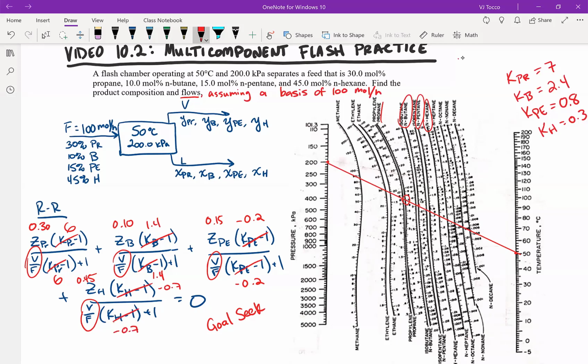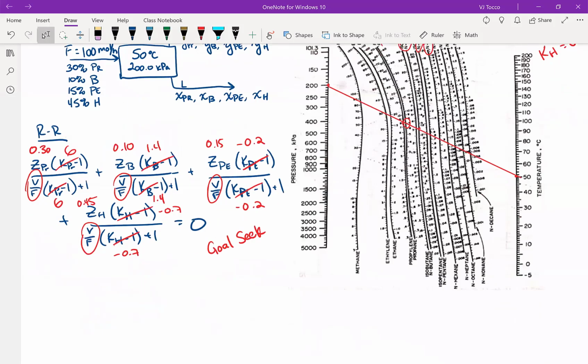So in order to solve this, I'm going to plug this into Excel, like I said. I'm going to goal seek using V over F as my unknown, and I will report back what I find. Okay, so I did this. I remember I wrote this problem once upon a time to make it such that the answer that I got was close to 0.5, but the V over F that I got is 0.511.